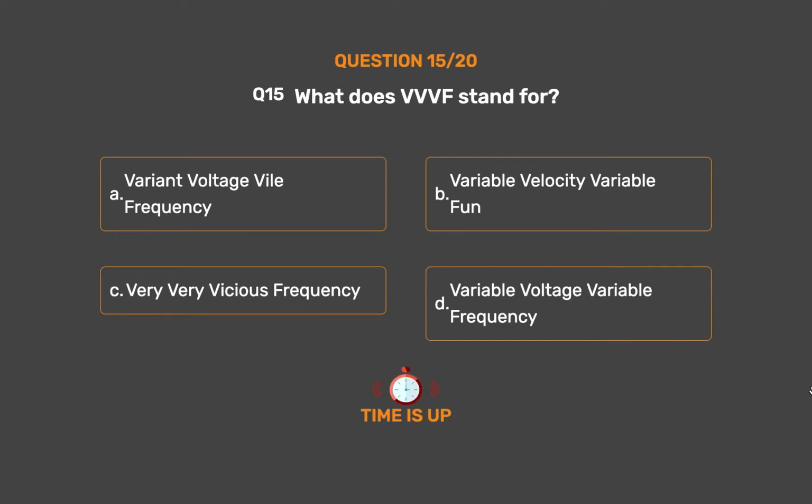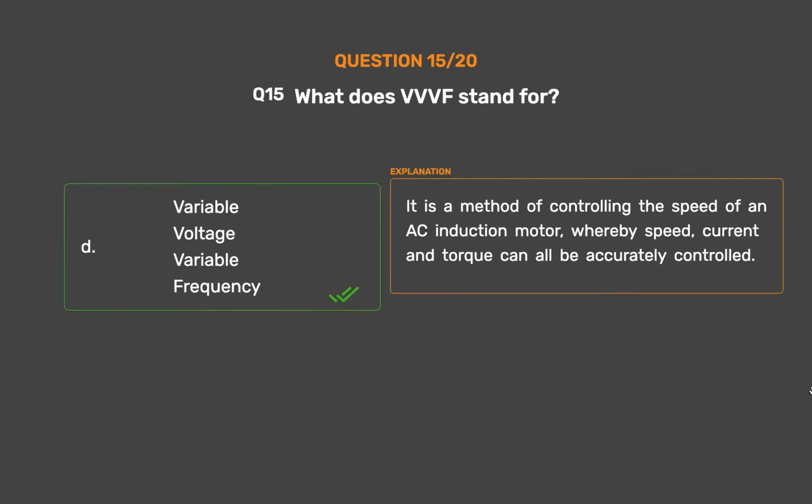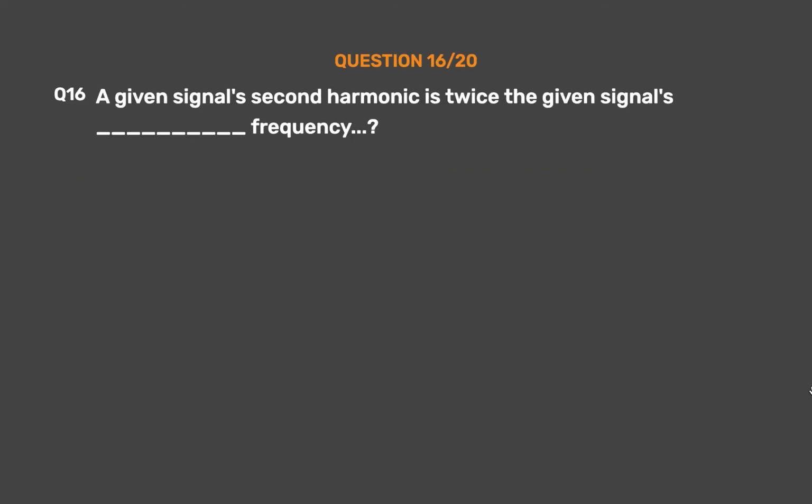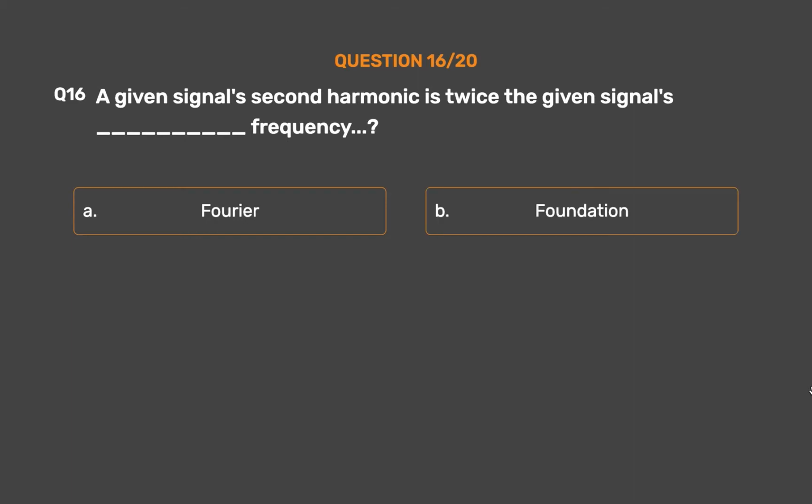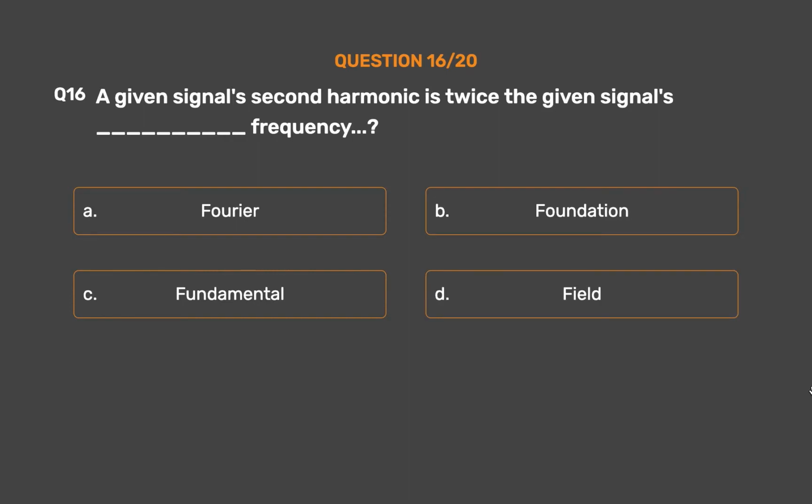The correct answer is option D, Variable Voltage Variable Frequency. It is a method of controlling the speed of an AC induction motor, whereby speed, current and torque can all be accurately controlled. Question number 16. A given signal's second harmonic is twice the given signal's blank frequency? Option A, Fourier, option B, foundation, option C, fundamental, option D, field.